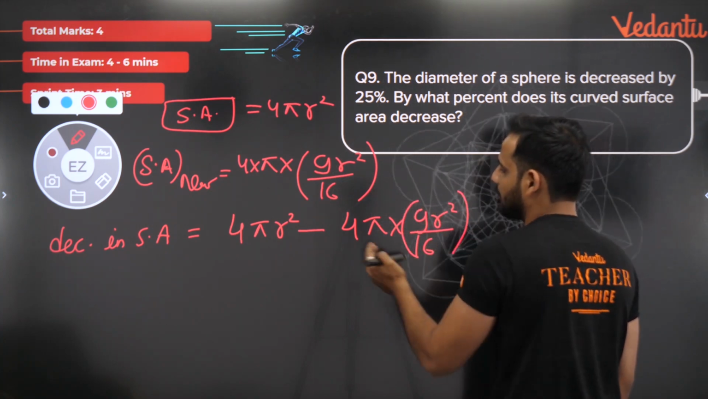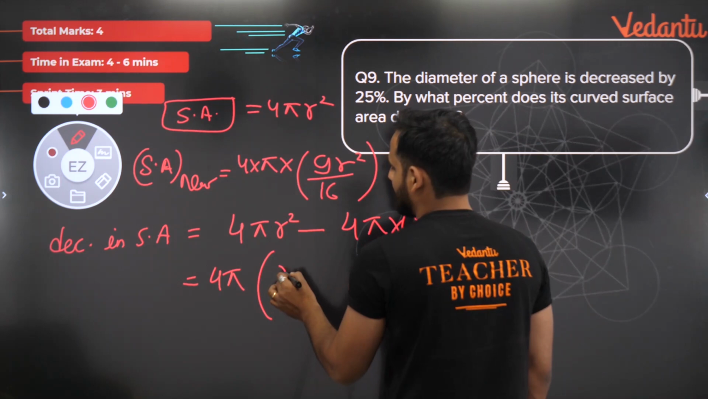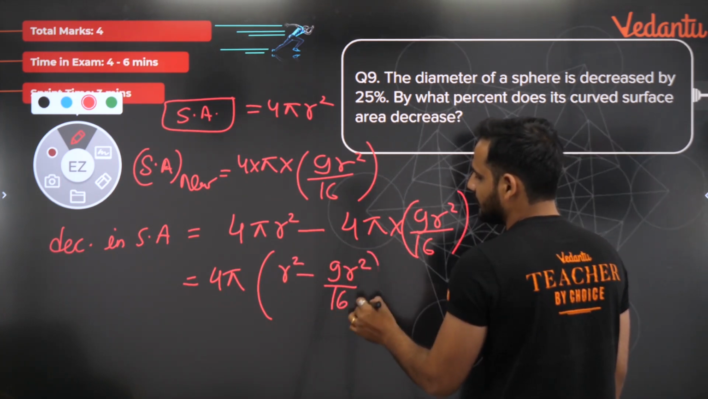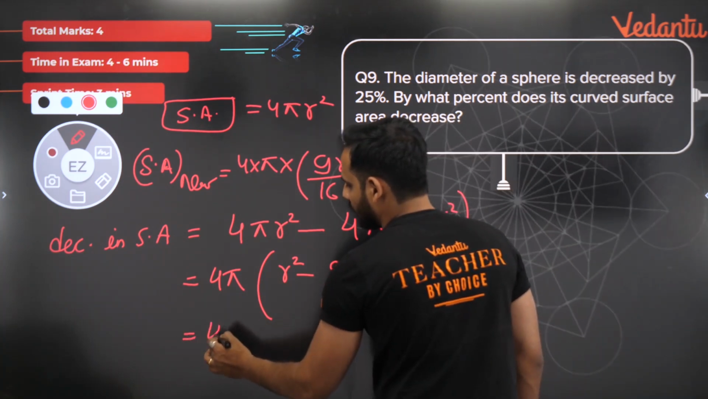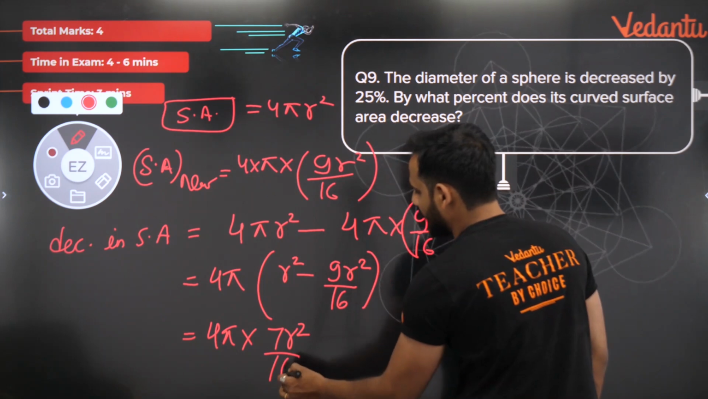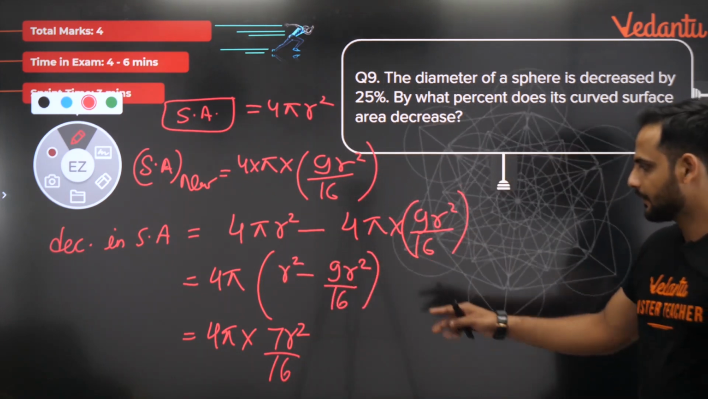Now see, why am I not multiplying the 4 and all? Because I know I can take 4 pi common. So I am left with r square minus 9r square by 16. So I'll be getting 4 pi into 7r square by 16. By taking LCM, 16r square minus 9r square is 7r square. So this is the decrease.